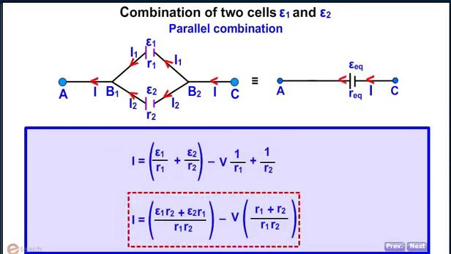I equals epsilon 1 upon R1 plus epsilon 2 upon R2 minus V times 1 upon R1 plus 1 upon R2. I equals epsilon 1 R2 plus epsilon 2 R1 upon R1 R2 minus V times R1 plus R2 upon R1 R2.